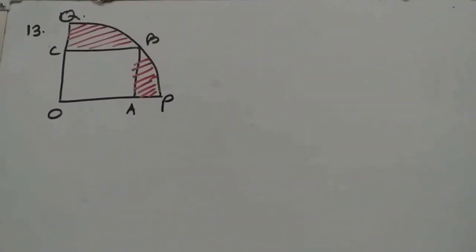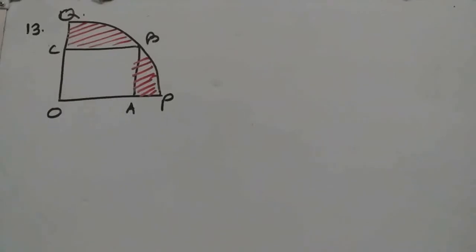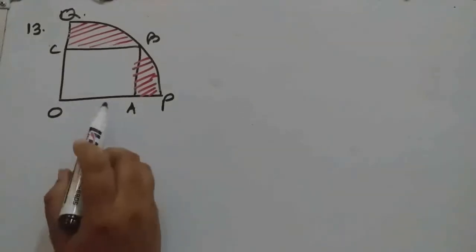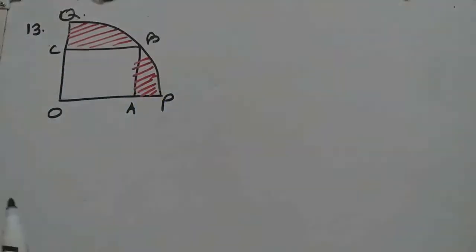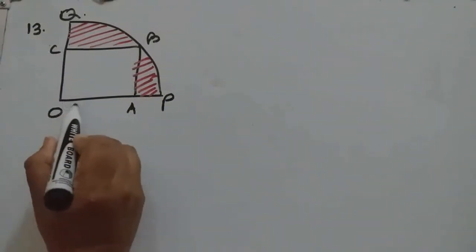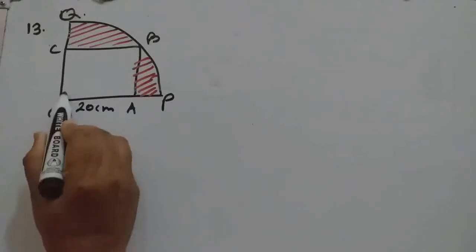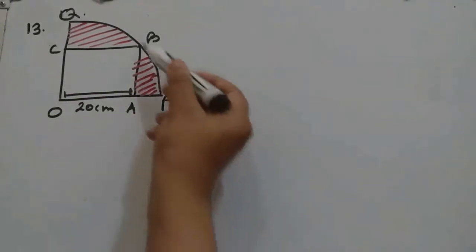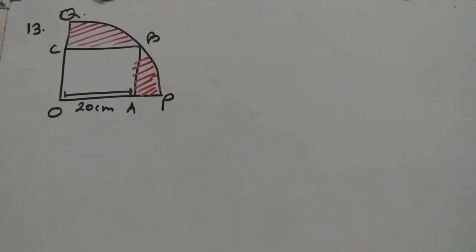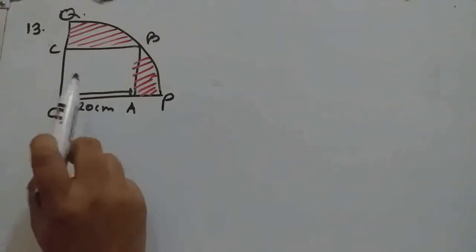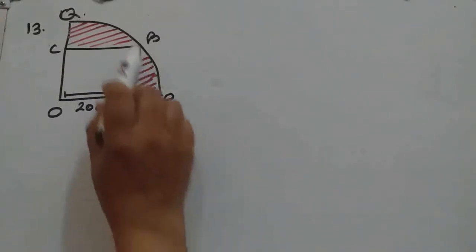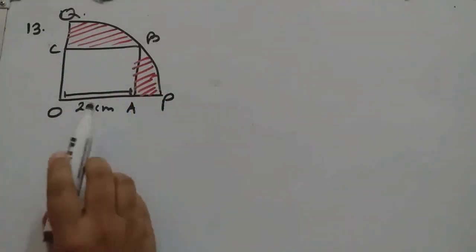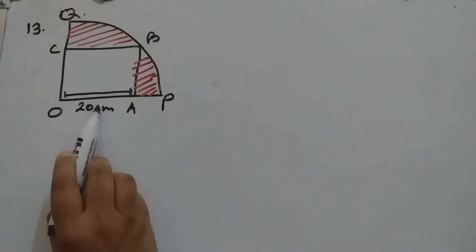Question number 13. It is given OABC is a square in a quadrant, inscribed in a quadrant OPBQ. OA is 20, this much length. Side of the square we can say is 20. Find the area of the shaded region. So here we can find this shaded region area by subtracting the area of a square from the area of the quadrant. For the area of a square, the formula is side square.